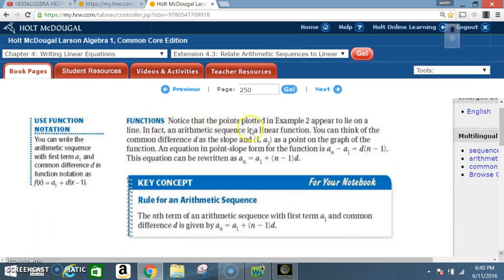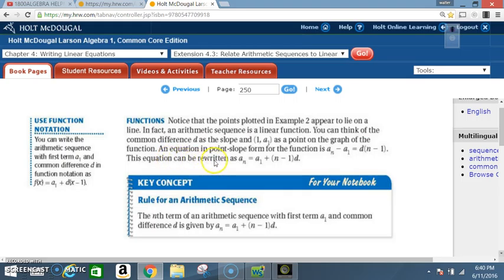Functions. Notice that the points plotted in example 2 appear to lie on a line. In fact, an arithmetic sequence is a linear function. You can think of the common difference d as the slope and 1, a1 as a point on the graph of the function. An equation in point-slope form for the function is a sub n minus a sub 1 is equal to d times n minus 1.